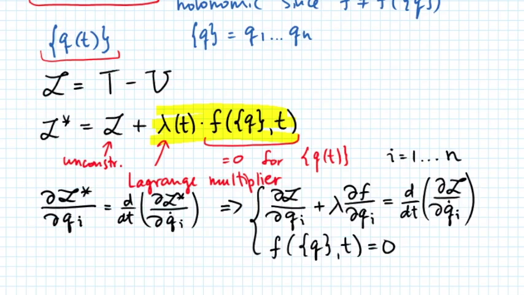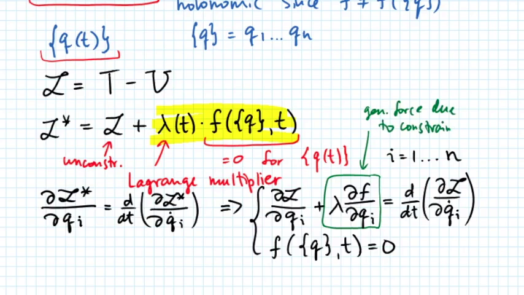Note that on the left hand side we have the generalized force, and this term here in fact is the generalized force due to constraint. What if we have more than one holonomic constraint?